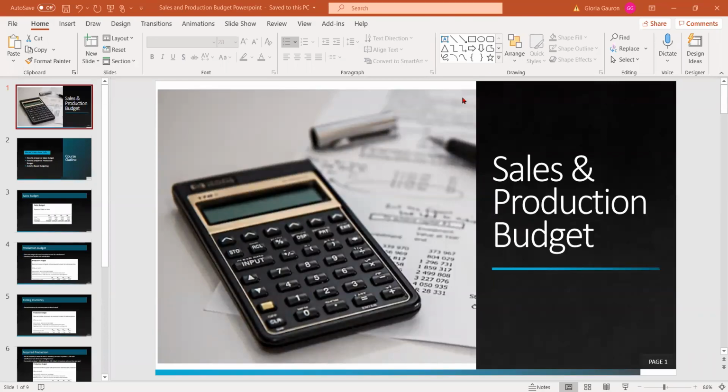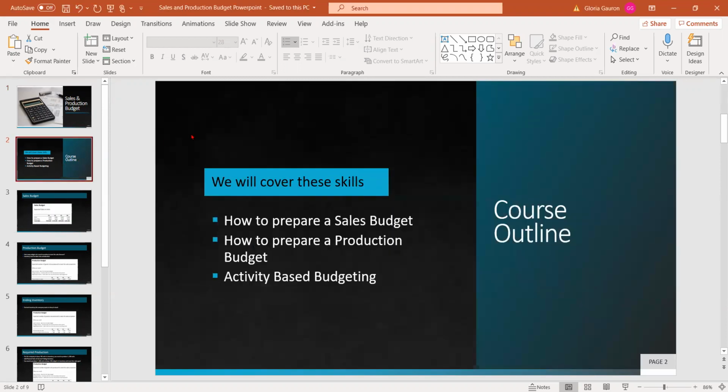Hello, everyone. We are going to be discussing a sales and production budget in this lecture. For this particular lecture, we're going to cover how to prepare a sales budget and how to prepare a production budget. All of the steps that we'll be taking are going to be based on activity-based budgeting. And if you recall, this is where you use the top-down approach, and the budgeting methodology begins with sales.